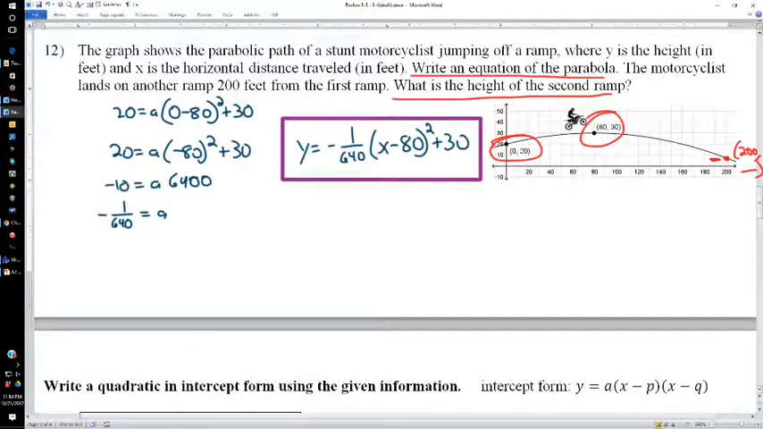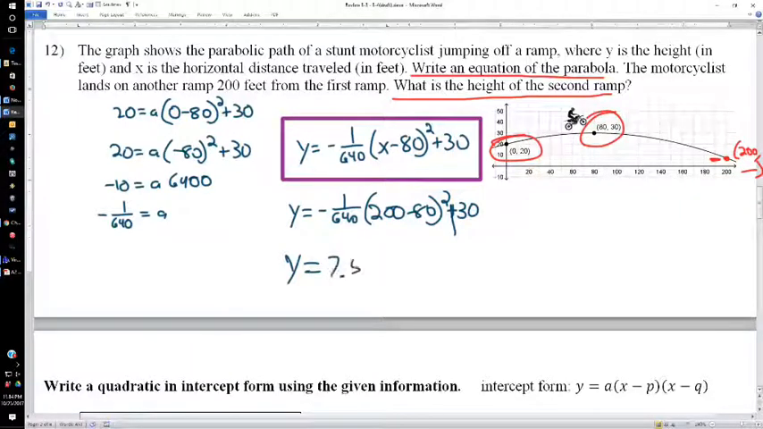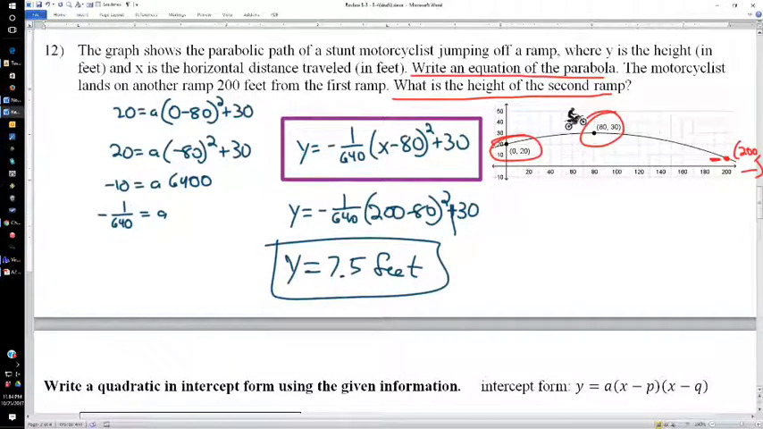And they said, what is the height of the second ramp? The second ramp was at 200 feet. Well, if we plug in 200, y equals negative 1 over 640 times (200 minus 80) squared plus 30. No sense in crunching that out. Just stick it in your calculator and go. We get y is, give me a second, y is 7.5 feet off the ground. Well, we hope it's at least 7.5 feet off the ground. Any higher than that, you'd hit the front of it. But there you go.